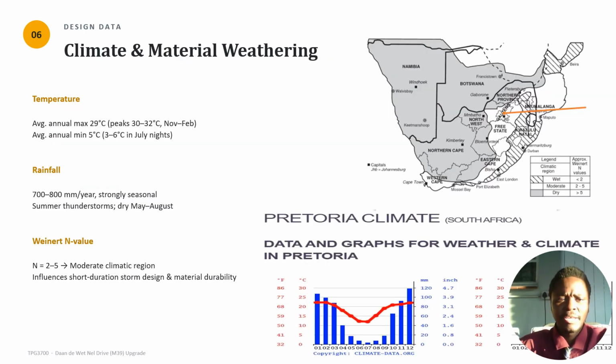My climate has a maximum of 29 degrees, which ranges from 30 to 32 from November to February, and an annual minimum of 5 degrees Celsius, ranging from 3 to 6 in July. Rainfall is 700 to 800 per year, with strongly seasonal summer thunderstorms. The wind, this being Gauteng province, is moderate, within 2 to 5.